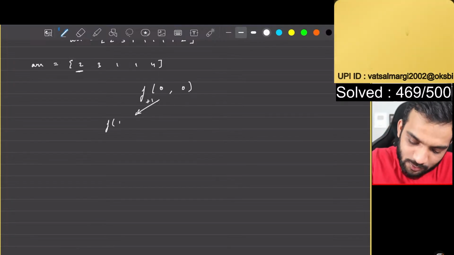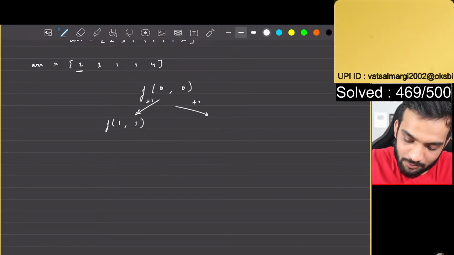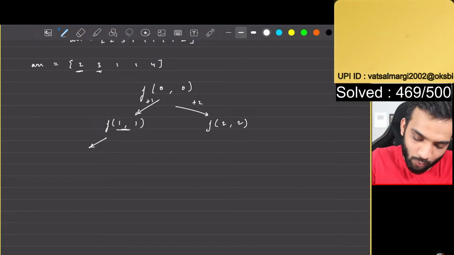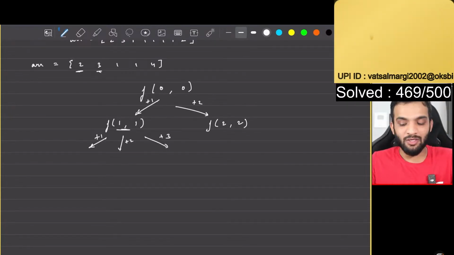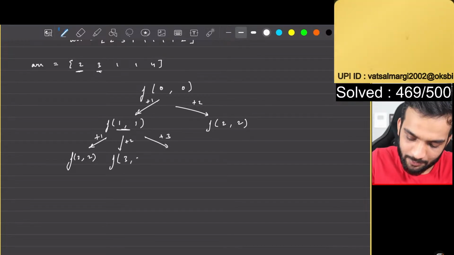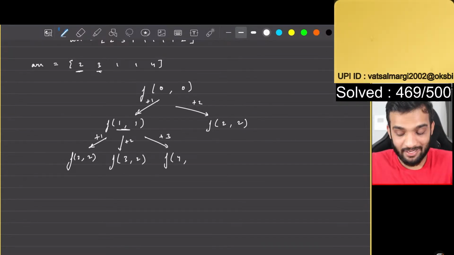So I'll take a jump of 1, I'll reach index 1, and that will be 1 jump. Or I'll take 2 jumps, I'll reach index 2, and that will be 2 jumps. From here, there's 3 given to you. So maybe I can take a 1 jump, a 2 jump, or a 3 jump. If I take a 1 jump, I'll reach 2, correct? That'll be 2 jumps. If I take 2 jumps, I'll reach 3. That'll be 2 jumps. If I take 3, I'll reach the 4th index, and that'll be 2 jumps.